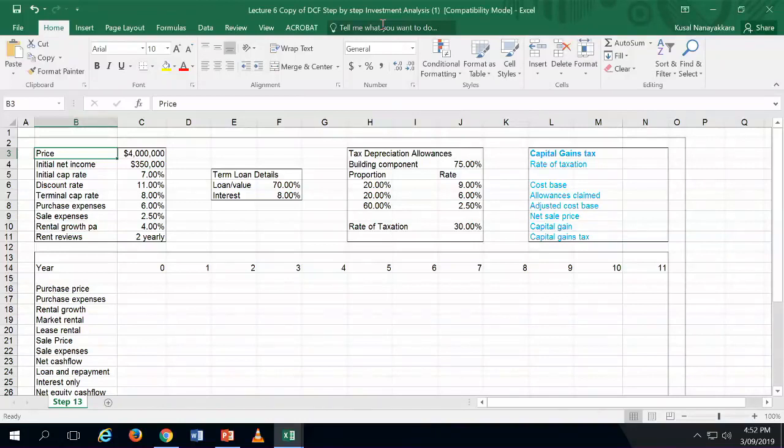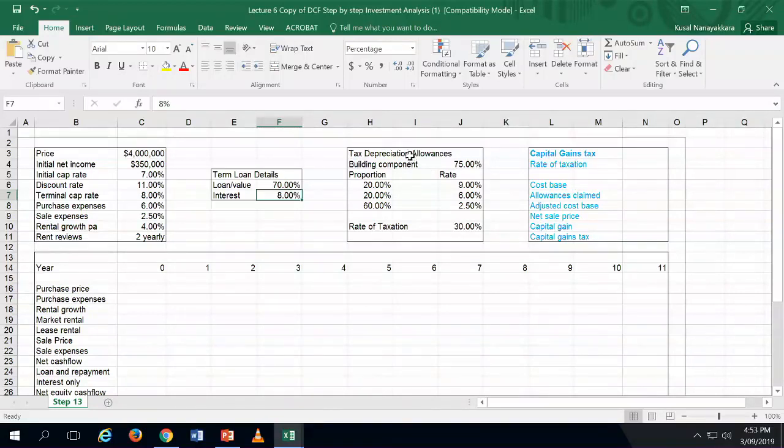The term loan to value ratio is 70%, so you get 70% of 4 million, and the interest rate is 8%. You assume an interest-only loan. Don't worry about the amortization. Then incorporate the tax. We did this part before. Now these two are new.